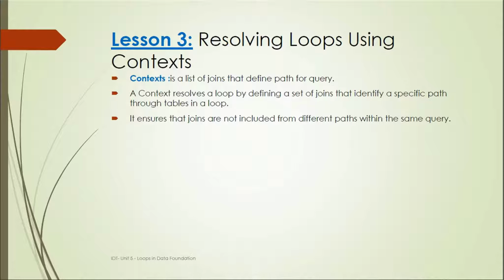Then there is another way to resolve loops, using contexts. A context is a list of joins that define a path for a query. A context resolves a loop by defining a set of joins that identify a specific path through the tables in a loop, and it ensures that joins are not included from different paths within the same query. So it is just specifying a different join path when we are using a query.